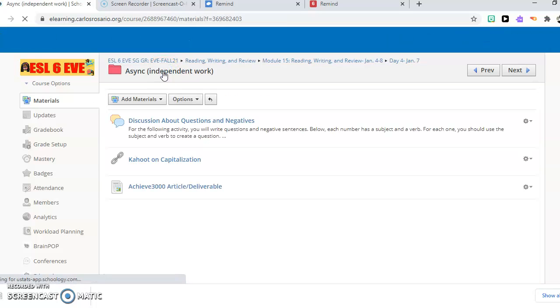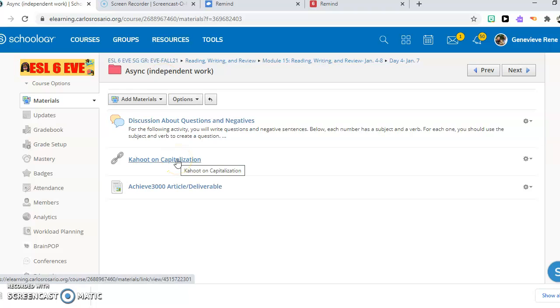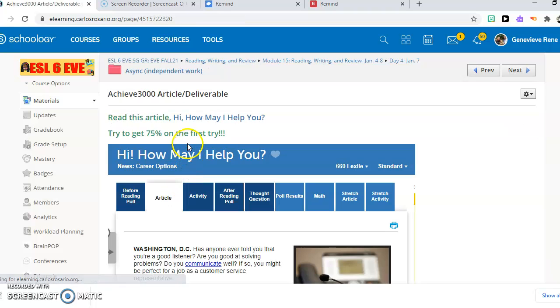Your next assignment is a Kahoot on capitalization. And then after that, you have a Spark article.